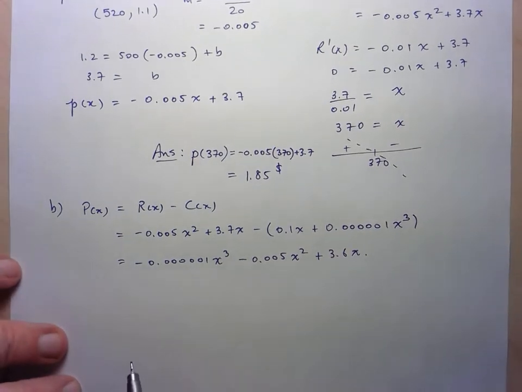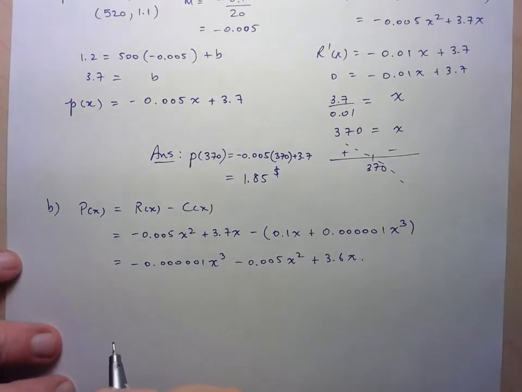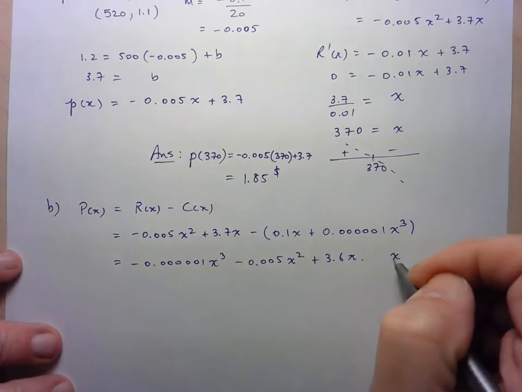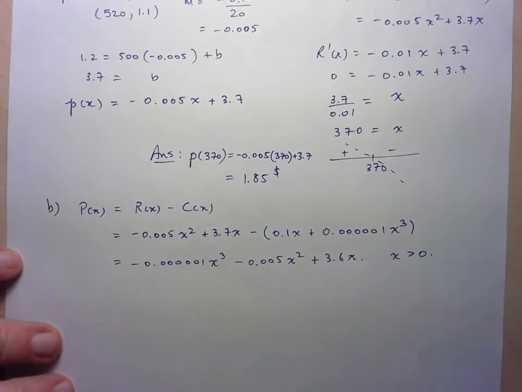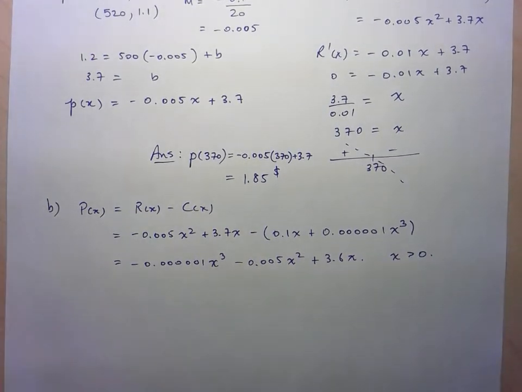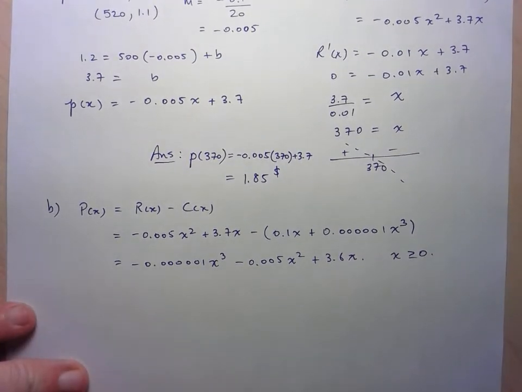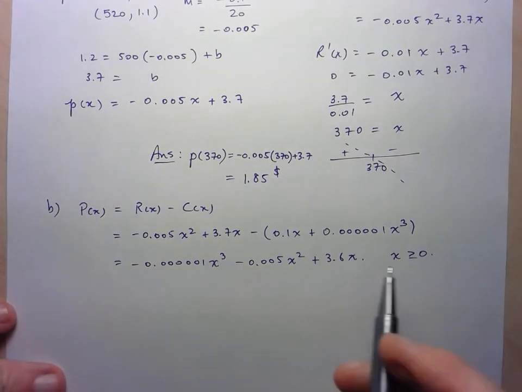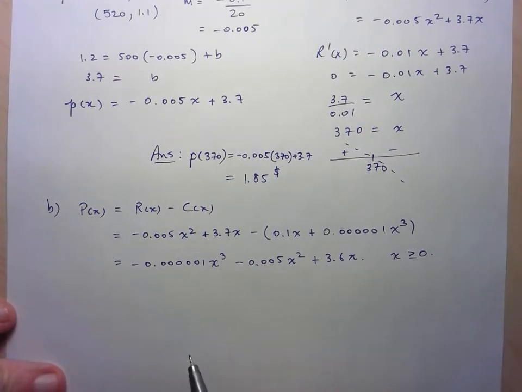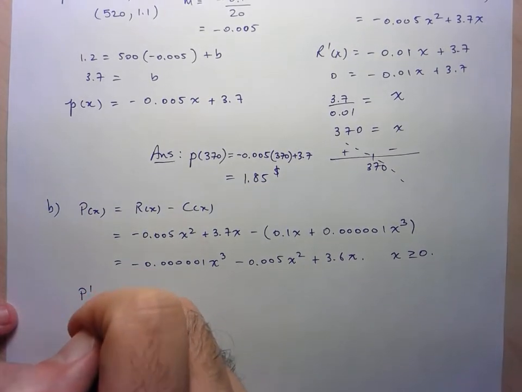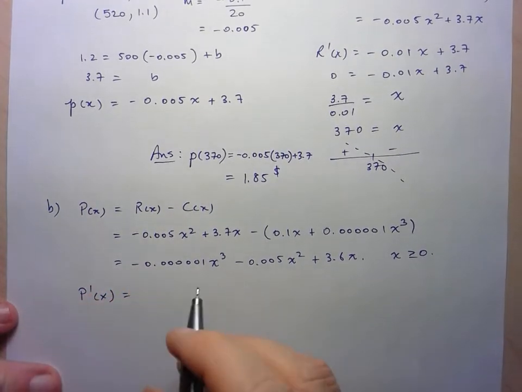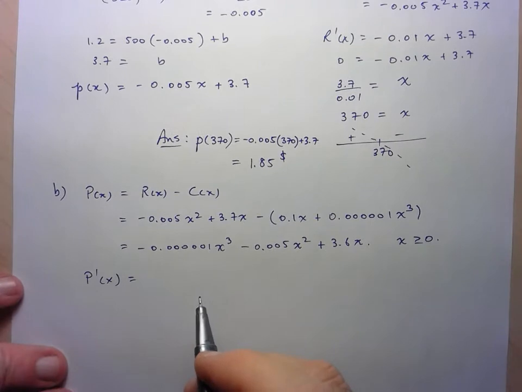Okay, now again, I'm only interested in x greater than 0 because presumably you could not sell anything and that might still maximize your profit if you're operating at a loss. So let's assume x greater than 0. And so now let's take the derivative. Okay, and this is pretty easy because it's just a cubic.